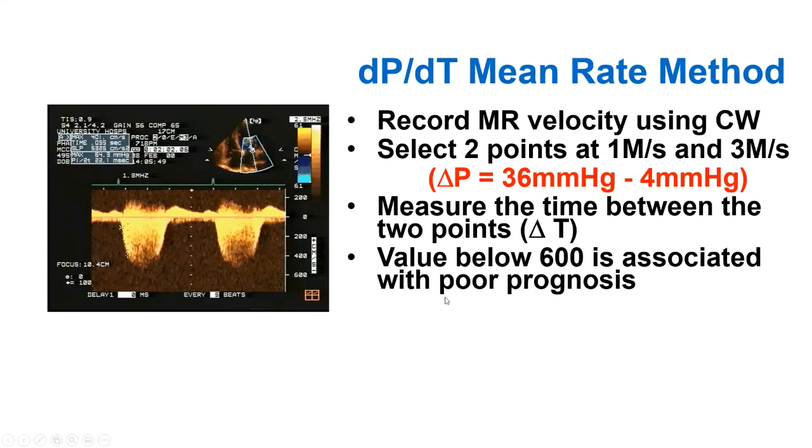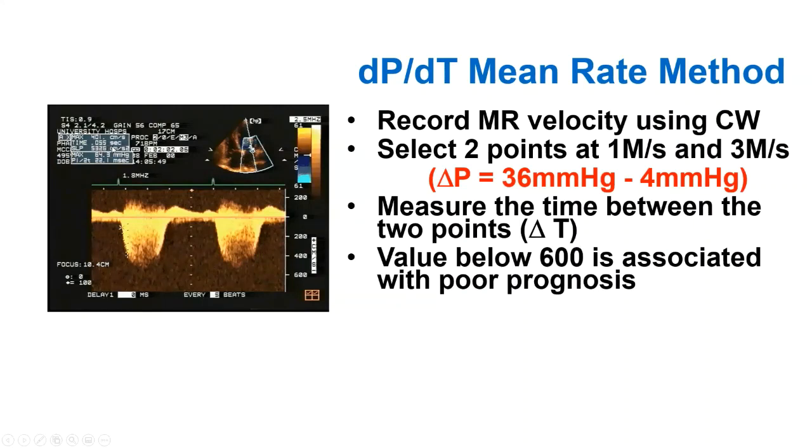That gives you the change in pressure. So 36 minus 4, or 32 millimeters of mercury, divided by the time, you will have an index of systolic function. And in this example here, the maximum dP/dt was 401.